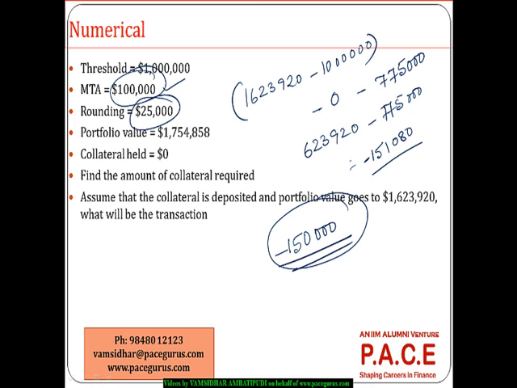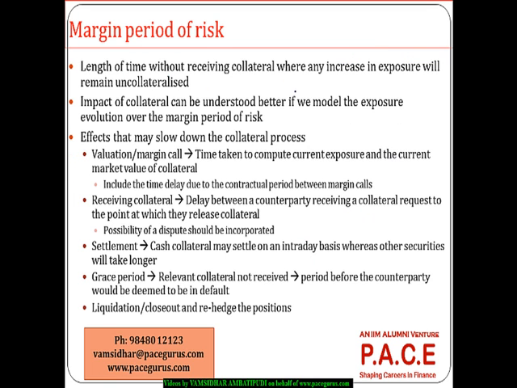This numerical should help us in doing the determination of the collateral quite comfortably. Now the same logic, probably a complicated one, can happen if there is a threshold requirement by my counterparty also. Then the next point that I have to look at here is the margin period of risk. We have already looked at it earlier.